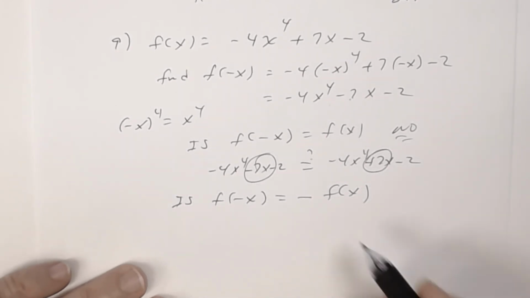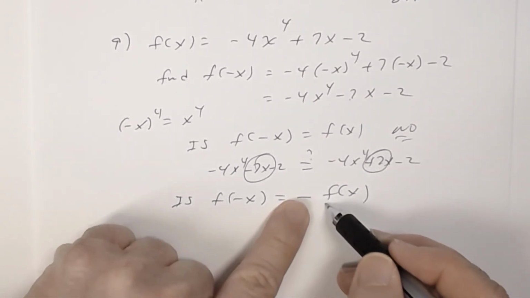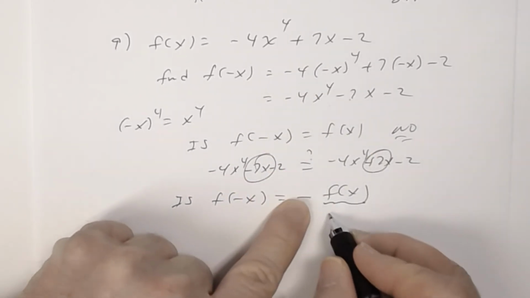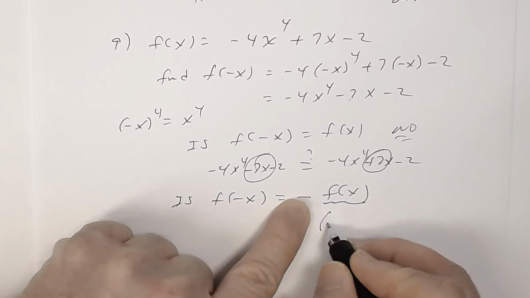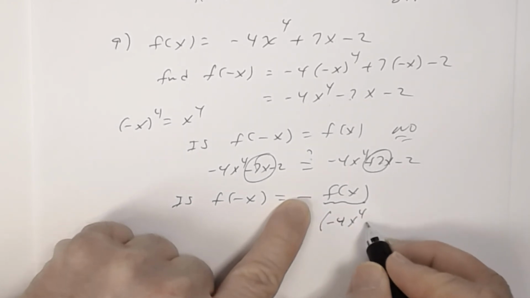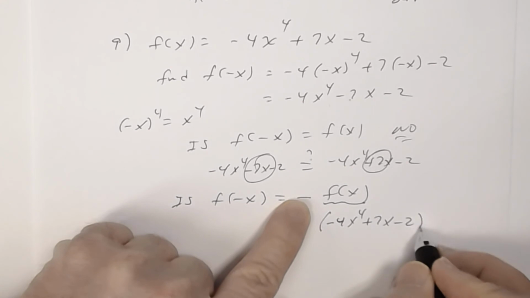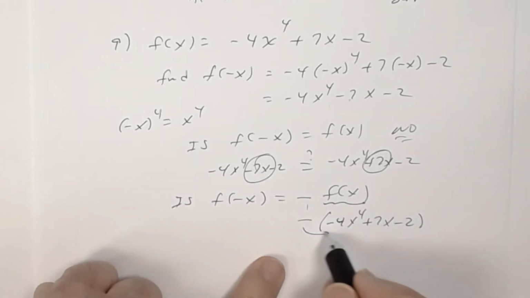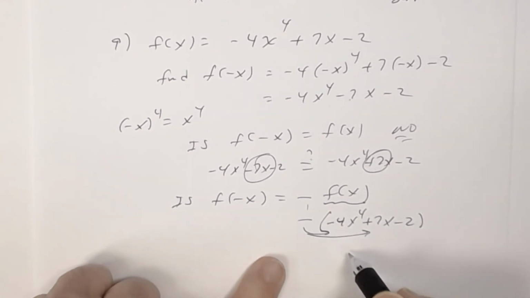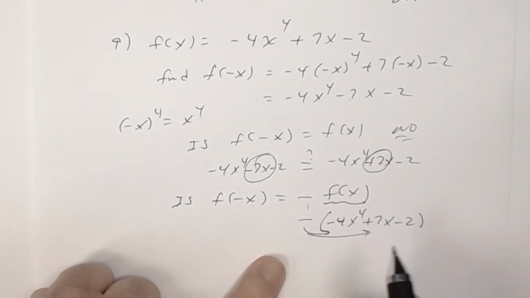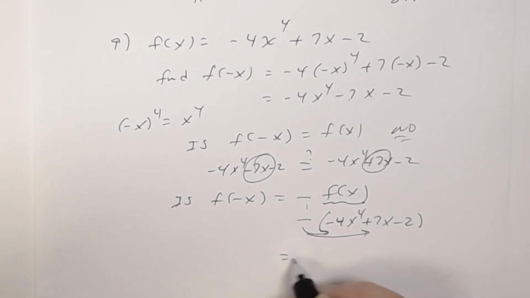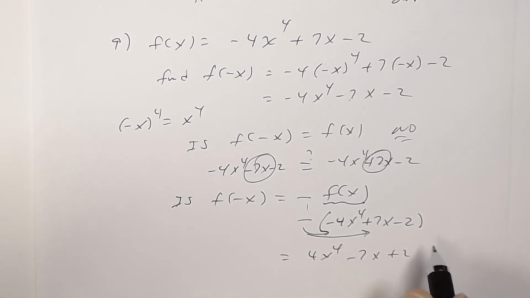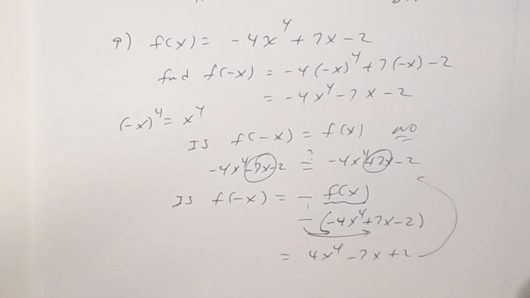All right, well, here's what I would do if you're a little confused. I would go ahead and write f of x first. Here's f of x, right? Okay, so let's write it. So for that in parentheses, negative 4x to the 4th plus 7x minus 2. If they were opposites, I'm going to rewrite this now. If they were opposites and I distribute, okay, let's see what we get. Do we get this back? So I get 4x to the 4th minus 7x plus 2. So is this the same as this? No.